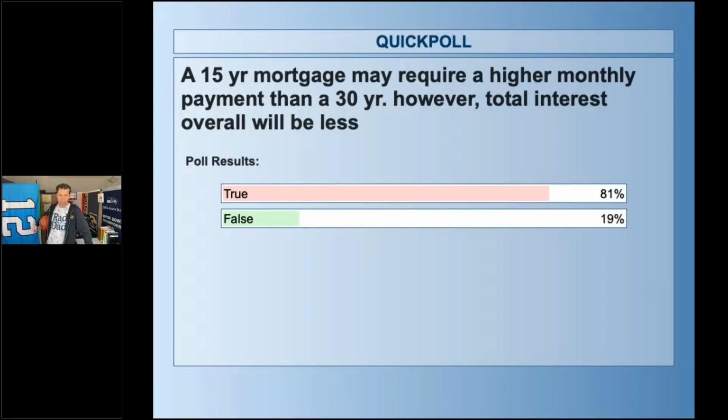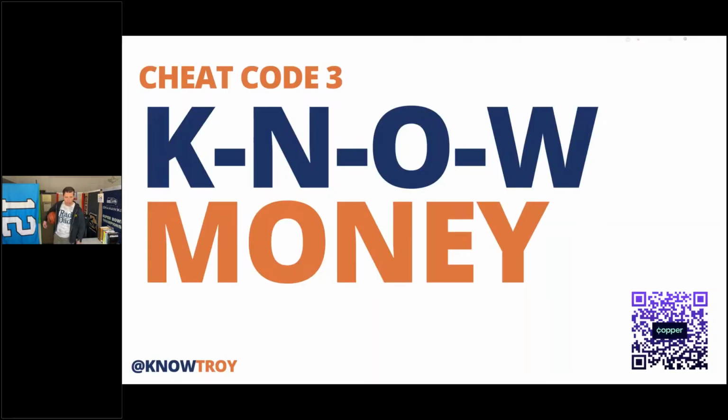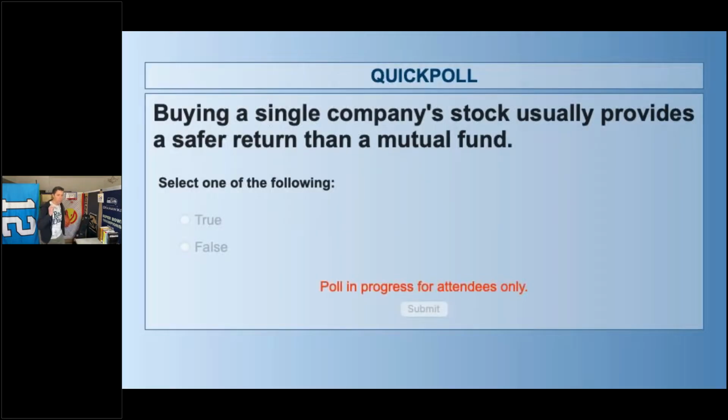Next question. Buying a single company stock usually provides a safer return than a mutual fund. Is that true or is that false? Buying a single company's stock usually provides a safer return than a mutual fund. True or false?